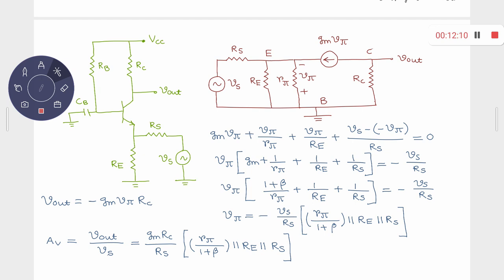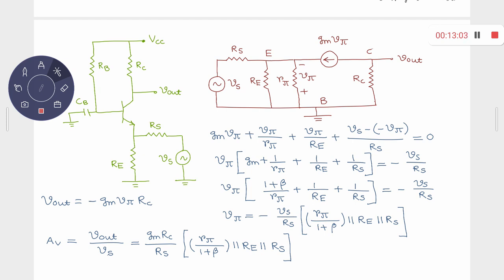Now you go for applying KCL at the node E, the emitter terminal. How many currents do you have? 1, 2, 3, 4 currents. One current is entering through this, that is gm Vpi. What about this current? This current is Vpi upon Rpi. What about this current? Vpi upon Re. Now, what about the last current? It is Vs minus (minus Vpi), that is Vs plus Vpi upon Rs. All the currents sum up to be 0, that is KCL.